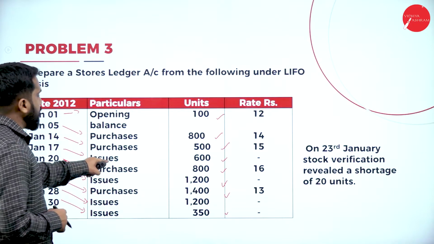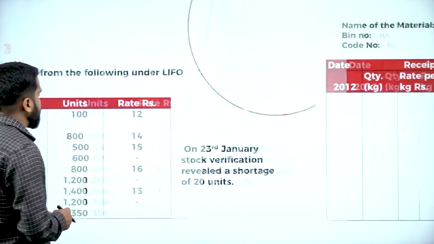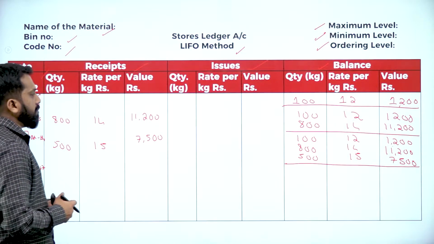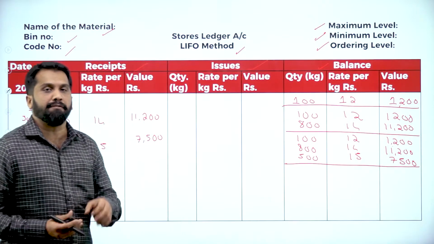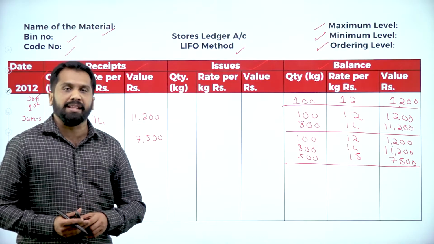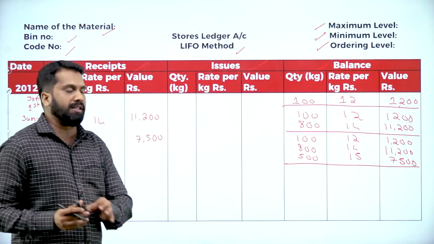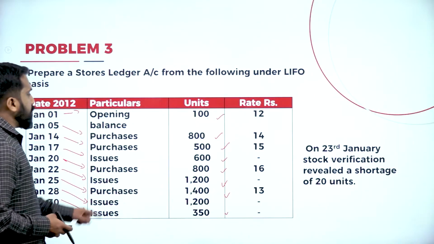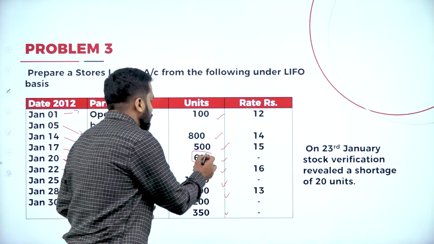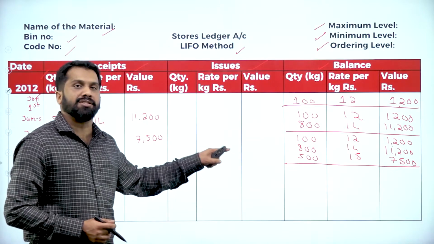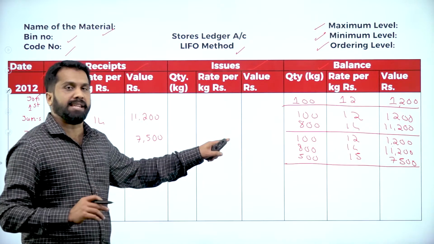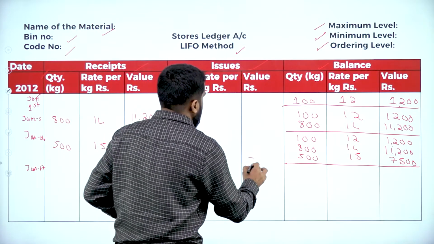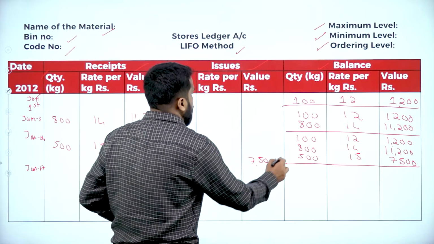As per 17th, issue of 600 units. Are we doing the FIFO method or the LIFO method? We are doing the LIFO method. In LIFO, we should take the last one. We need 600. Do we have 600 here? No, because we have only 500. Take 500, value is 15, 7,500. Now this is done.